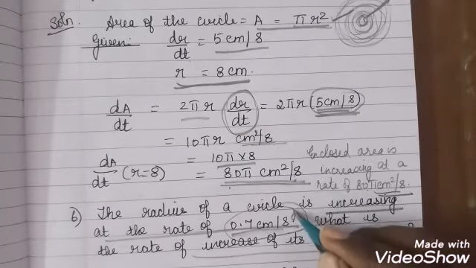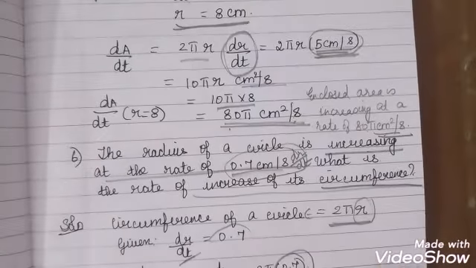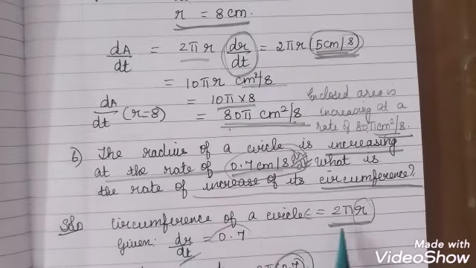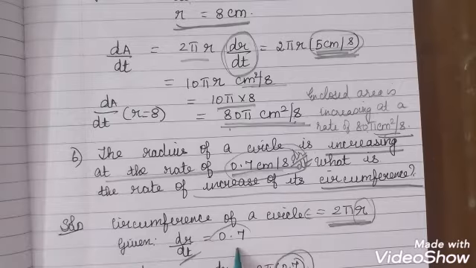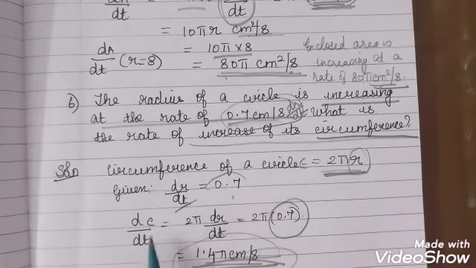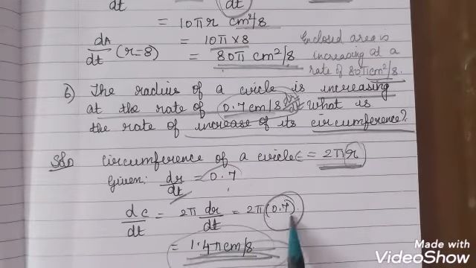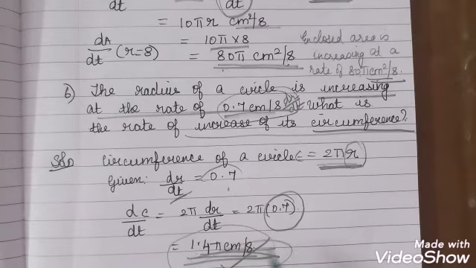So what does it mean? This is your dr by dt. Got it? So here we'll write the circumference of a circle. What is the circumference of a circle? It is equal to 2 pi r. So you know that dr by dt is equal to 0.7. So now differentiating your circumference, what will I get? dC by dt is equal to 2 pi into dr by dt, which is equal to 2 pi into 0.7. So what is 2 pi into 0.7? It is equal to 1.4 pi centimeter per second.